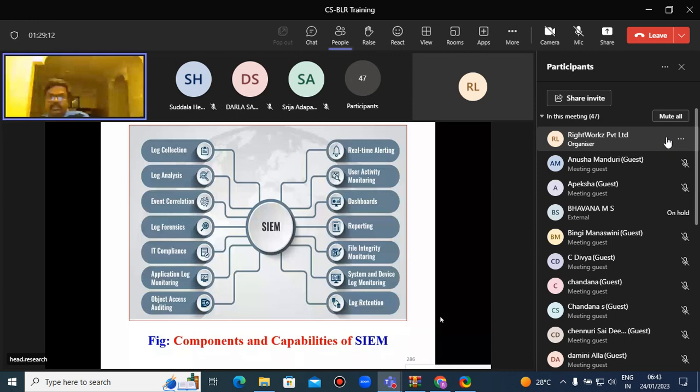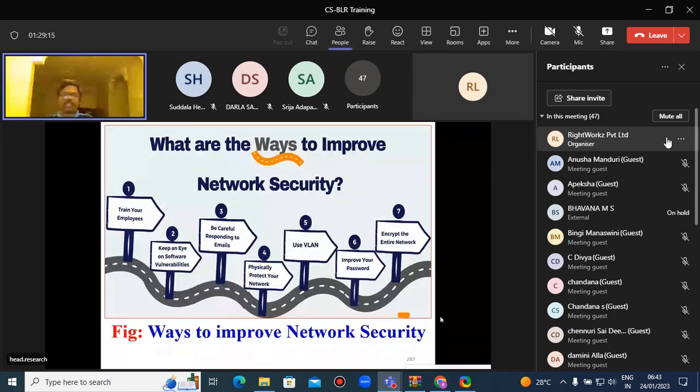So what are the ways to improve network security? There are 7 ways to improve network security. The first way is to train your employees. Keep an eye on software vulnerabilities. Be careful responding to emails. Physically protect your network. Use a wireless local area network. Improve your password strength. Encrypt the entire network. These are the 7 ways to improve your network security. Then these are the tools we use in network security.